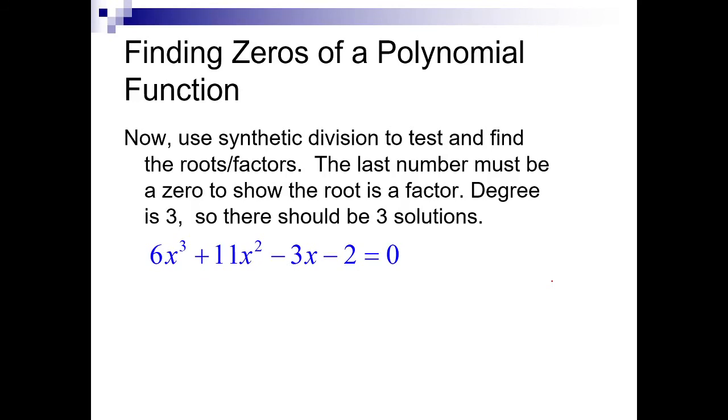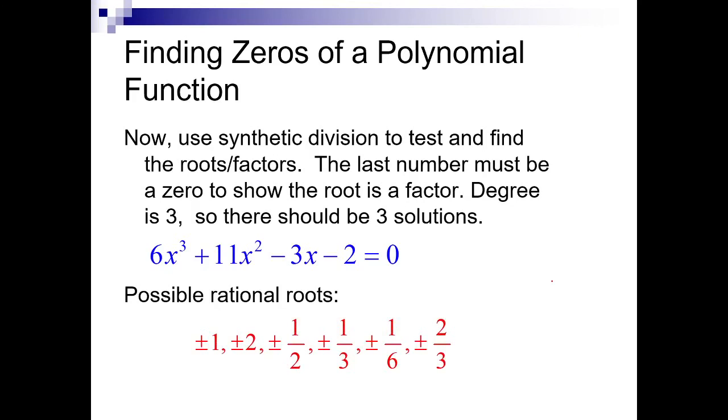We have 6x cubed plus 11x squared minus 3x minus 2 equals 0. We had this one a while ago. This was my first example. And the possible roots are these. So take note, these are the possible roots of this polynomial function.